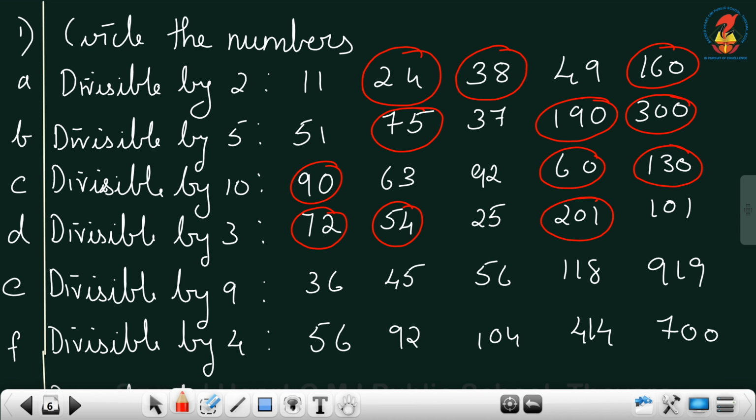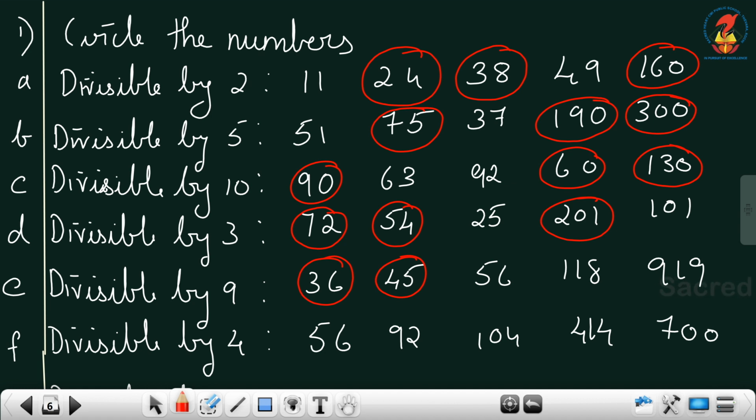Again coming to 9. Same procedure, add the digits. 3 plus 6 you get 9. 9 is there in 9's table, so it is divisible. And we know 36, 9 4s are 36, right? 45, 9's table, yes, 9 5s are 45. Then 5 plus 6, you get 11. Is 11 there in 9's table?